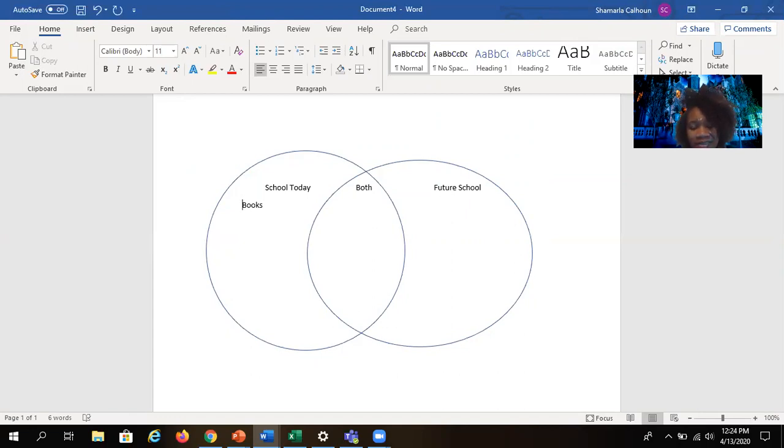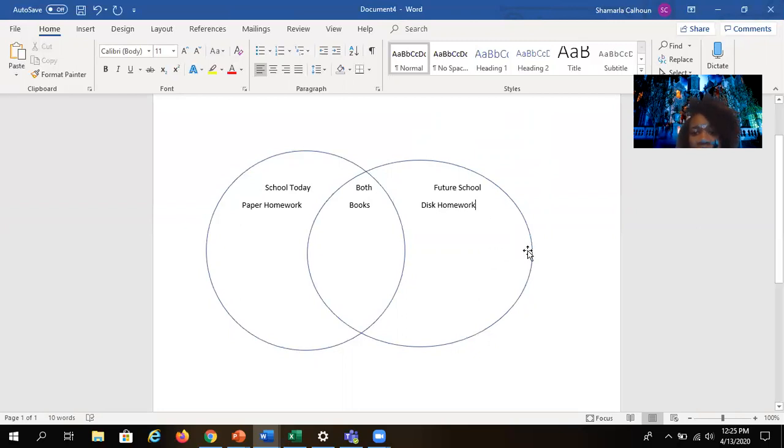Right here, in this bubble, we will have paper homework. That's what school today has. In the middle, for both, they have books. They both have books. It's just one has tangible books, which means a book you can pick up and flip pages. And the other one has, they call them something specific, but basically ebooks. And then in the future school, they have disc homework. So that's what you're doing in these bubbles.